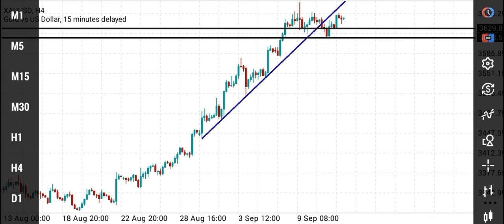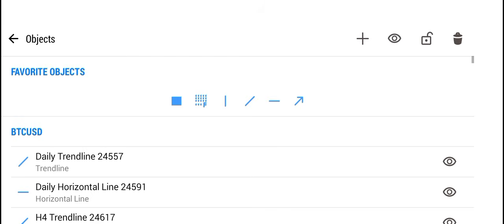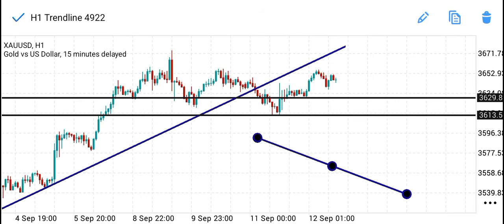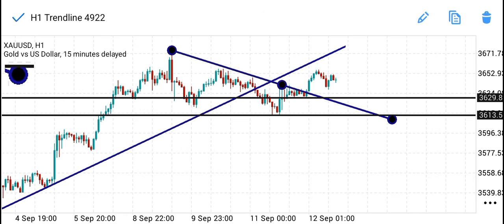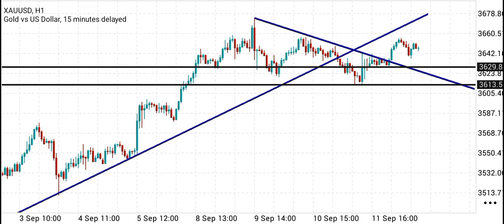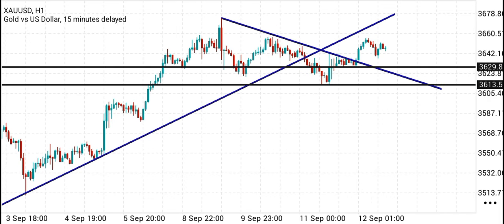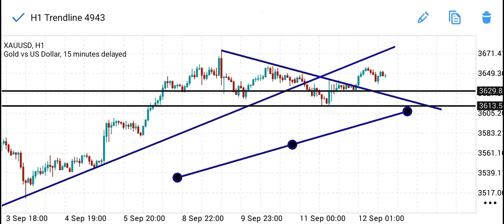So I will move again to H1. And here on the H1, I've got a trend line at the top, more like a counter trend. So this is it. I've got this trend line on H1, right? Good. Now the next thing I'm seeing is another trend line below. But okay, let's use this.